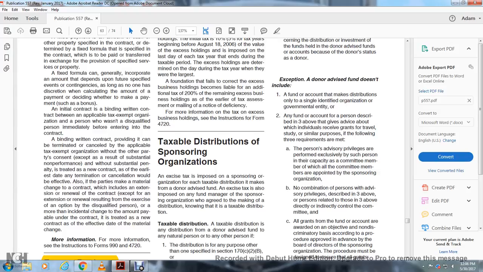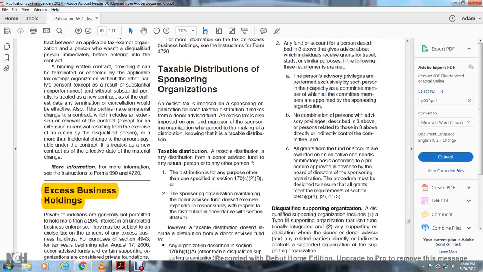First, the person's advisory privileges are performed exclusively by such person in their capacity as a committee member, where the committee member is appointed by the sponsoring organization. Second, no combination of the persons described above directly or indirectly controls the committee. Third, all grants and funding from the account are awarded on an objective and nondiscriminatory basis, according to procedures approved in advance by the board of directors of the sponsoring organization.